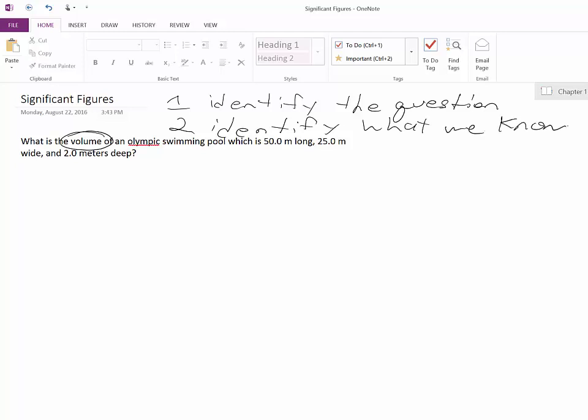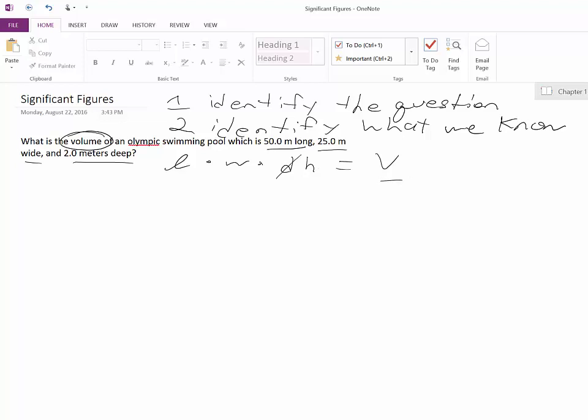So we know something about the size of this pool because we're given the dimensions. We're given the length, we're given the width, we're given the depth. And so with the length, the width, and the depth, we should be thinking about an equation that we need in order to solve for the volume. And the volume of this is going to be a rectangular prism type of shape. Length times width times depth, or length times width times height might be how you learn the equation. So this will give us the volume.